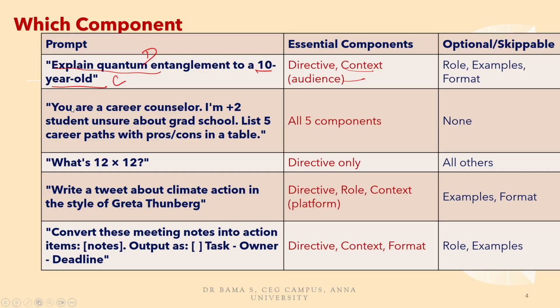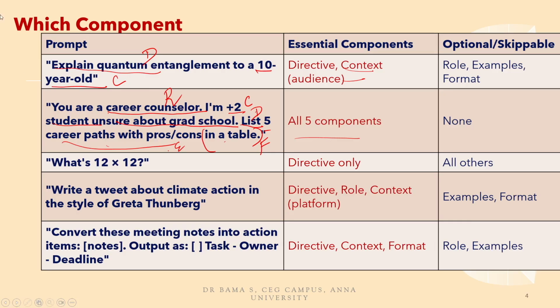Why? Here the career counselor, this is going to be the role. I am a +2 student unsure about grad school, this is the background information which is the context. List, it is going to be the directive. 5 career paths with pros, cons, this gives some kind of a pattern or an example, and in a table we are specifying the format of it, it should be given as a table. So, this is the format. So, we have all 5 components within this prompt, and there is nothing that is optional, it is none.